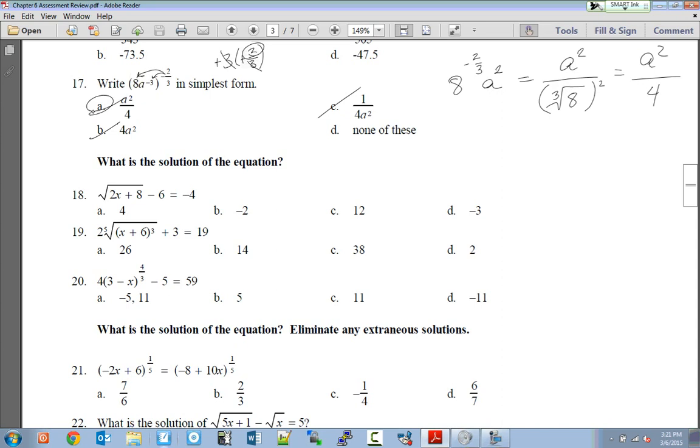Remember, when you see none of these as an answer choice, the chances of it actually being none of these is relatively small. Just because they include none of these all of a sudden, because the first 16 I don't think had a none of these in them. All of a sudden they throw one in. Don't automatically think it's going to be none of these because it is rarely ever none of these.